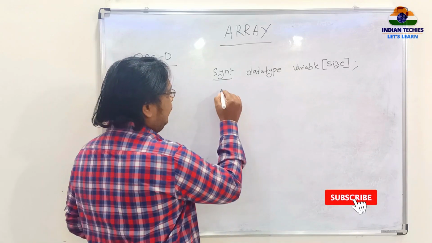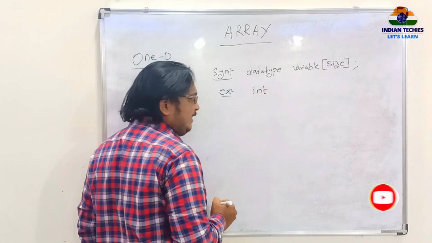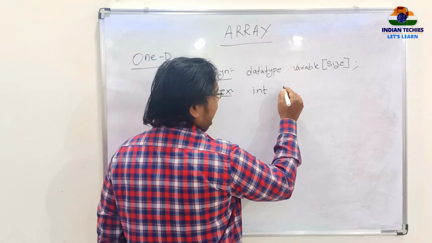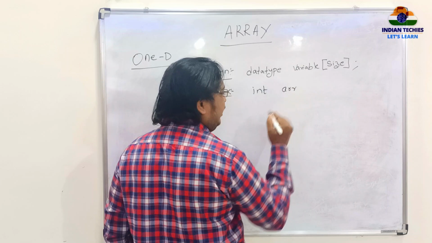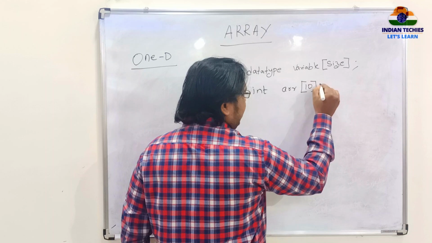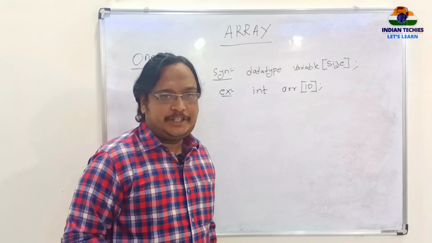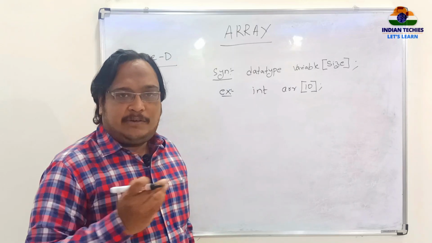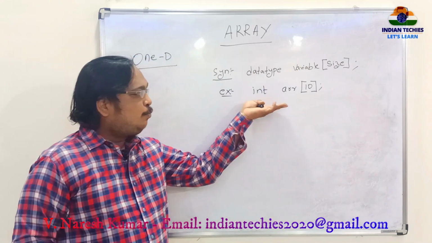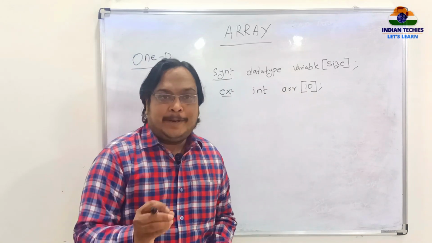For example, suppose I am considering the integer data type, so I have declared int. Next, I am declaring a variable name as ARR, any name that you wish. Now, I am declaring the size as 10. Remember, these square brackets are compulsory. You should not use round brackets or braces or any other brackets, you should use square brackets only. Now, whenever you declare like this, int ARR[10], then your memory will be allocated.